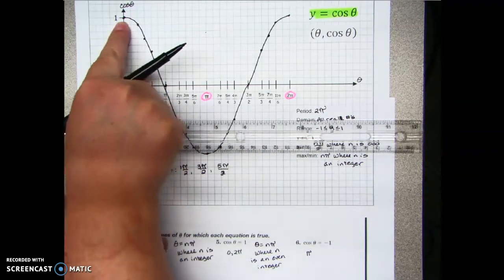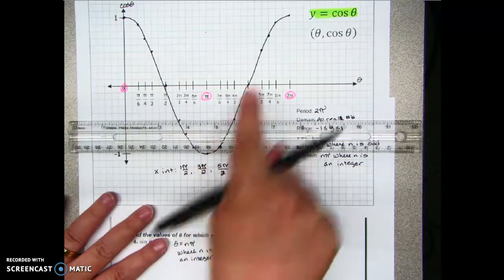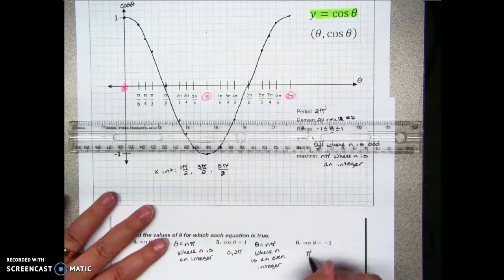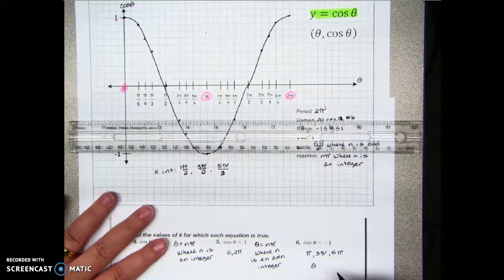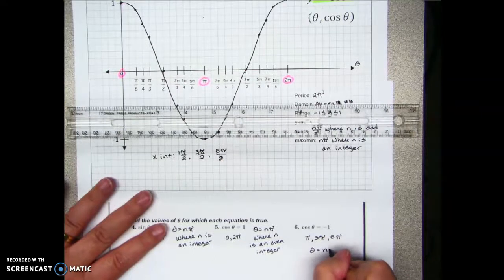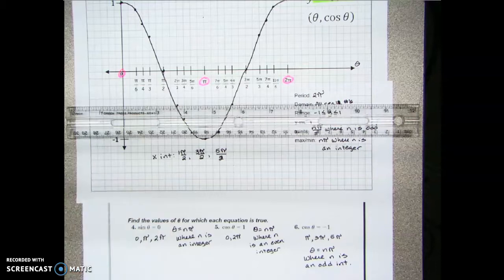But notice at 0 pi I was at a maximum, 1 pi I'm at a minimum, 2 pi is a maximum, so that means that 3 pi would be a minimum, 4 pi would be a maximum, 5 pi would be a minimum. And so this is occurring when theta is equal to n pi, where n is an odd int.